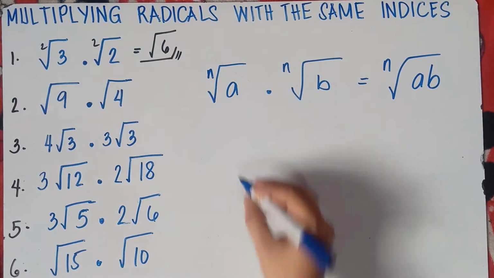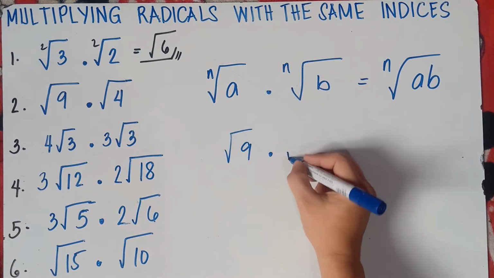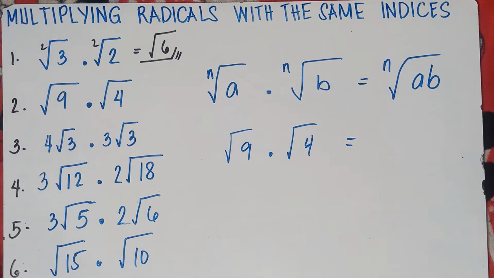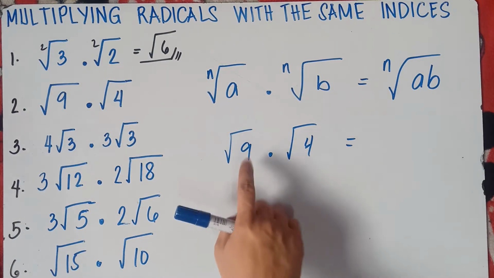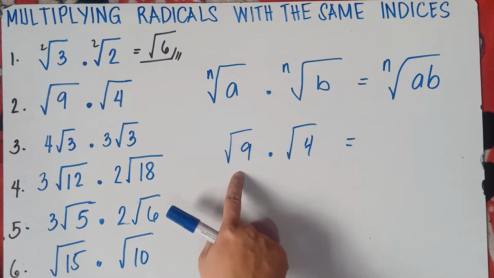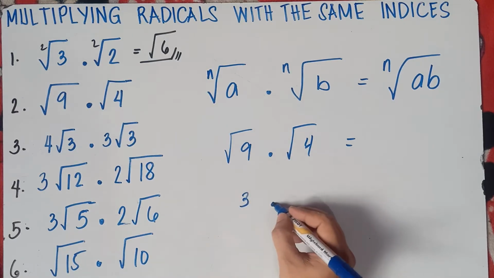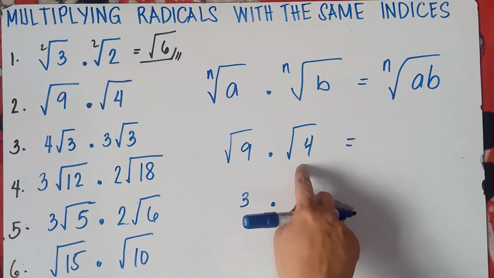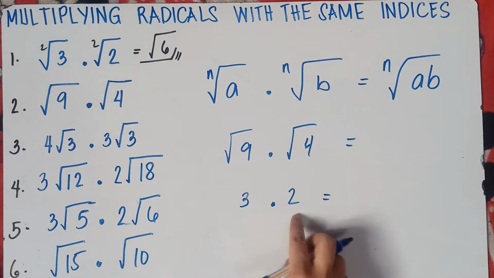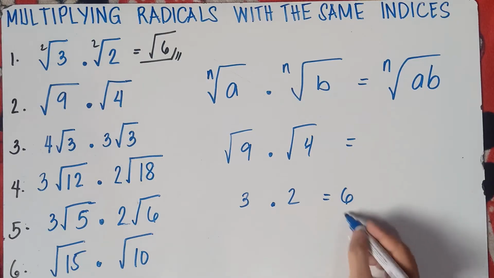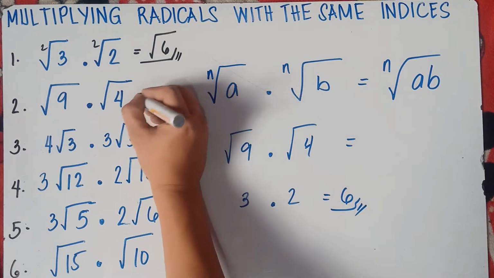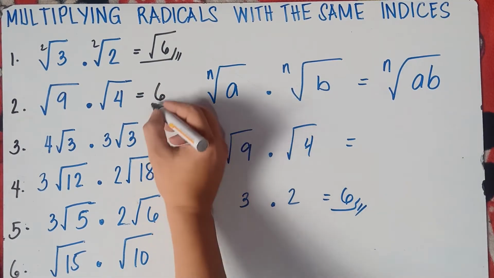Alright, let's try number 2. Square root of 9 times square root of 4. Can we simplify square root of 9? What would be the square root of 9? You think of a number that when you multiply it by itself, the answer is 9. That's correct. The square root of 9 is 3, times the square root of 4, that is 2, since 2 times 2 is 4. And 3 times 2 is 6. Therefore, the answer for number 2 is 6.